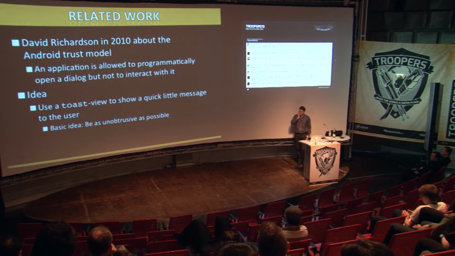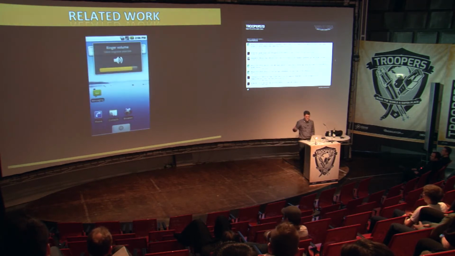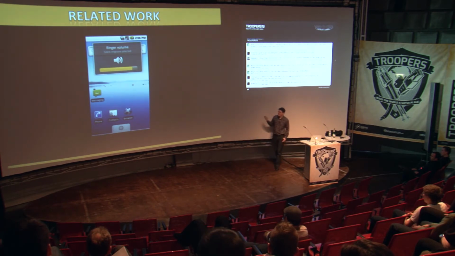So the next idea was based on this message that one can use a toast view. What is a toast view? A toast view is more or less a notification message. And this notification message can say, hey, you have changed the volume of your device. So you can make it louder or a little bit more silent. And in this case, I used my mobile device to make it a little bit louder.